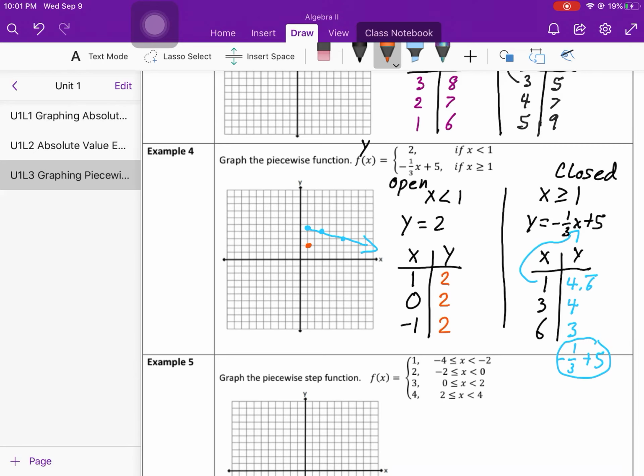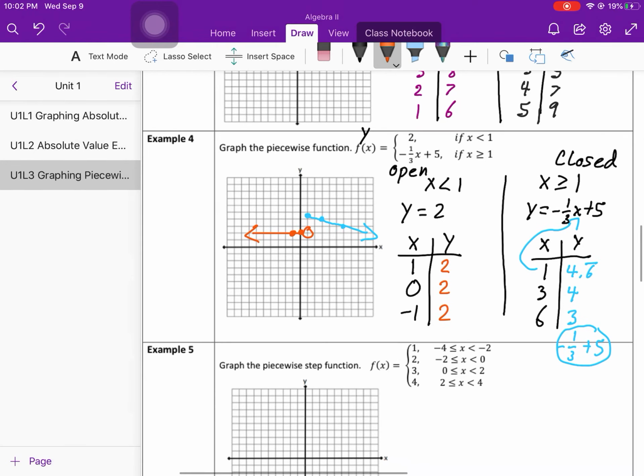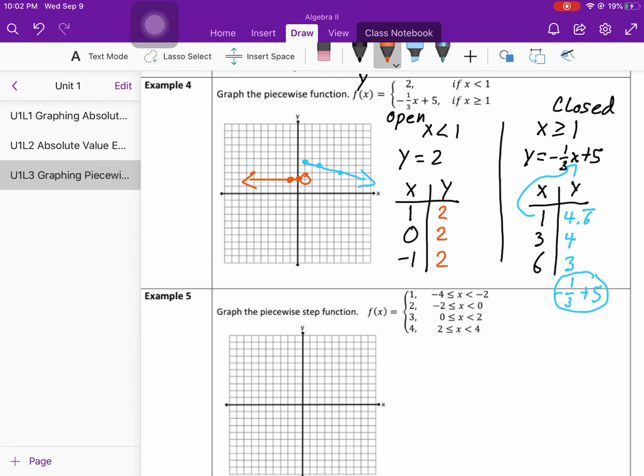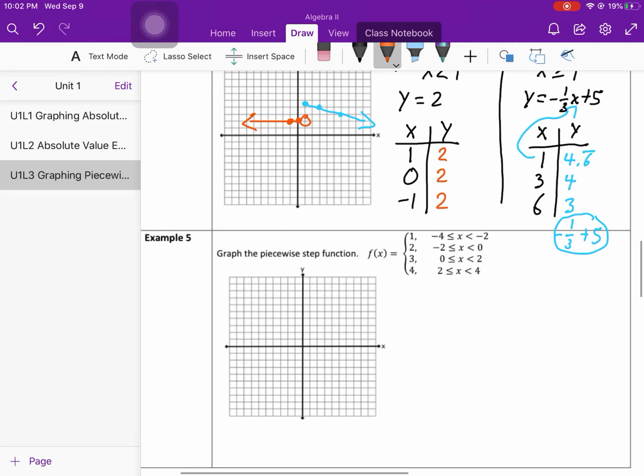1, 2 is over 1 up 2, 0, 2. But I have to be careful with this one because this should be an open circle for my first point. And the reason it has to be an open circle is because in order to be a function, it has to pass the vertical line test. If it's an open circle, it's technically not a part of the graph, so this one does pass the vertical line test because of that. And there's our graph.